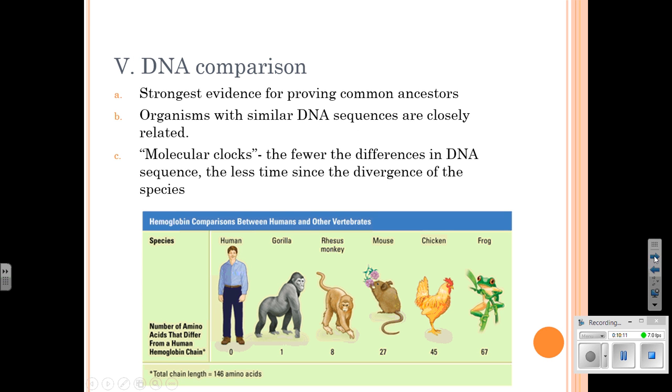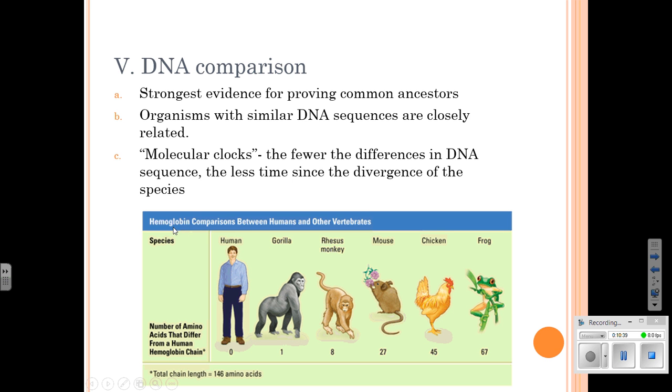All right, our fifth evidence is looking at the DNA. Again, the more closely related two organisms are, their DNA sequences are going to be very similar. So this is probably our strongest evidence for proving that we do have a common ancestor and that we diverged from one another maybe not too long ago. We call this a molecular clock. The less differences you have, the less time since you diverged from your common ancestor.